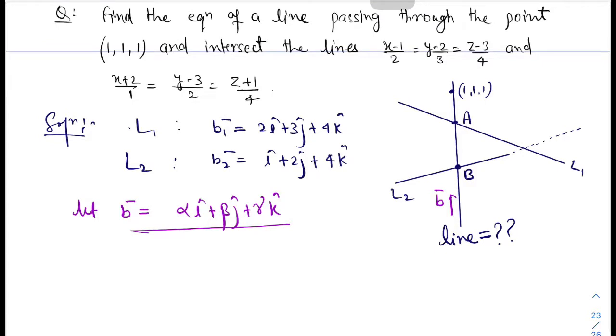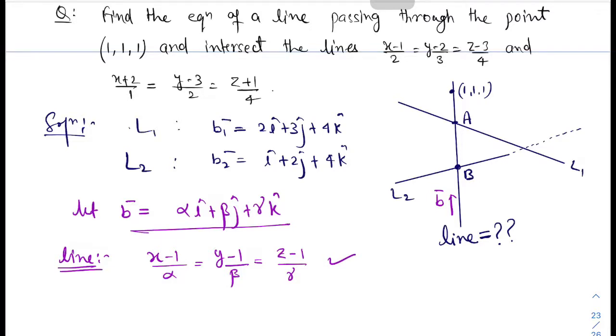Now you can see that the equation of our required line would be: x minus 1 upon alpha equal to y minus 1 upon beta equal to z minus 1 upon gamma, because the line was passing through the point 1 1 1 and it is parallel to the alpha beta gamma vector. So this is our required line.